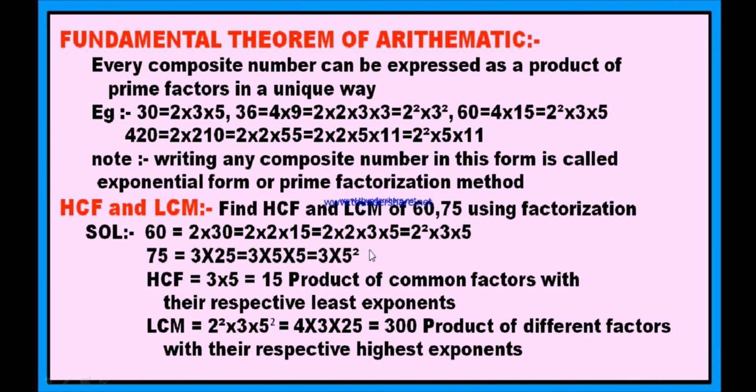Here we have 3. Here also 3. Therefore, take 3. Here we have 5, but here 5 square. What is the highest power? 5 square. Therefore, take 5 square. And you find the product of all these. 2 square is 4, and this is 3. 5 square is 25. 4 into 3 into 25. 4 into 25 is 100, into 3 is 300. Therefore, the product of different factors with their respective highest exponents is LCM, and the product of common factors with their respective least exponents is HCF.